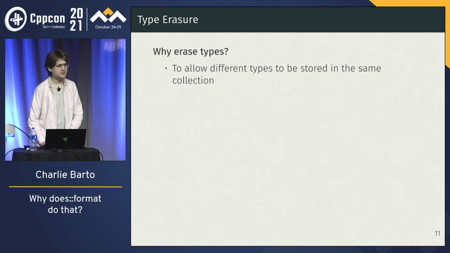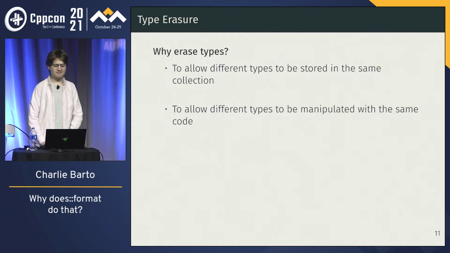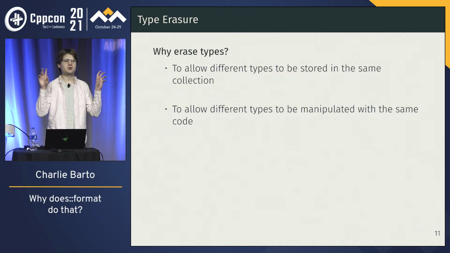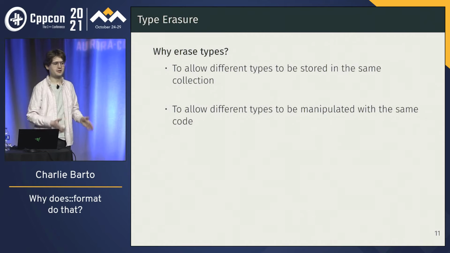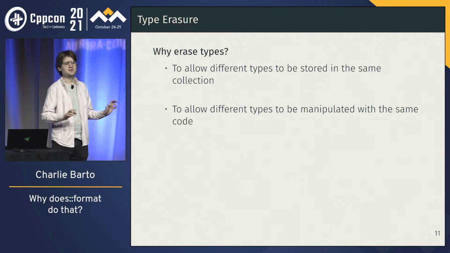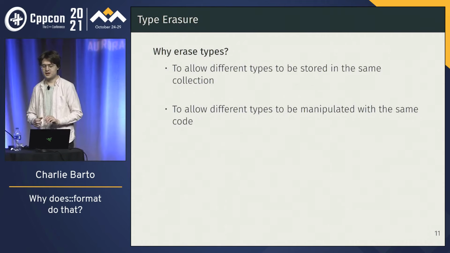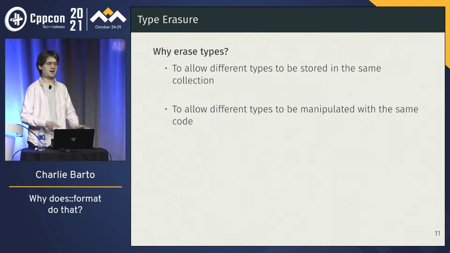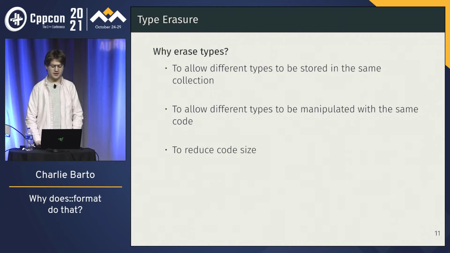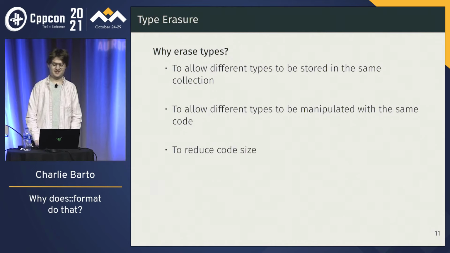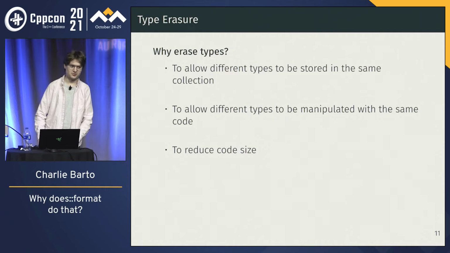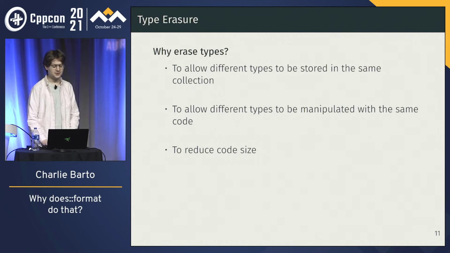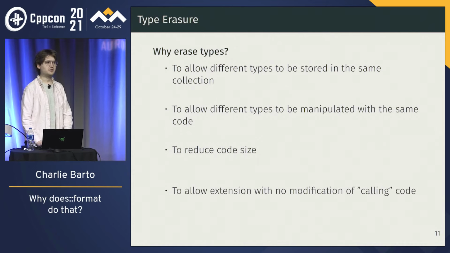If you need to store heterogeneous types, you can make an abstract base type and store pointers to that. If you need to allow different types to be manipulated with the same code, and in general, in this whole talk, when I talk about the same code, I'm talking about assembly, the generated code from the compiler, not the same C++ template function. So I basically always mean the exact same generated code. Because it allows you to use the same code, it can reduce code size substantially, which is a lot of why format needs to use it. And you can use it for extension, like we do with just regular old virtual base classes and virtual functions.